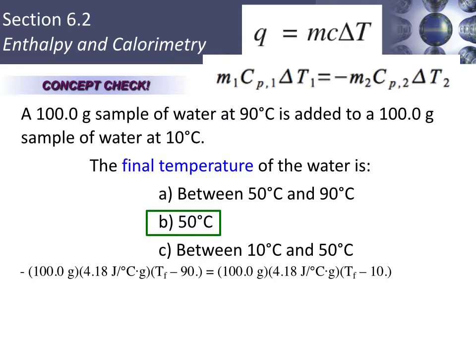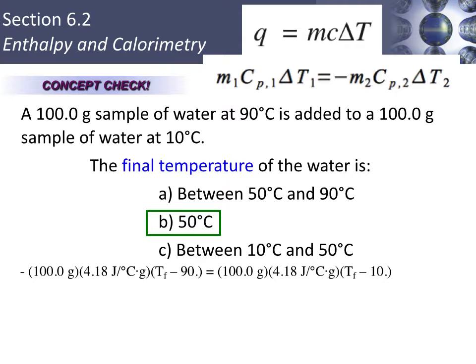You have to keep in mind that energy released is going to equal energy absorbed. So you could set these equations equal to each other. The mass times the specific heat capacity times the change in temperature for one of the solutions has to equal the negative of the mass times specific heat capacity times the change in temperature of the other solution. So with the specific problem that we have here, you have 100 grams times the specific heat of water times the final temperature minus 90.